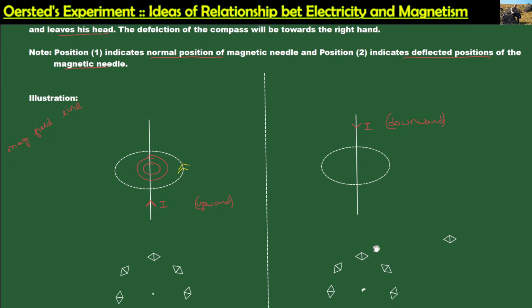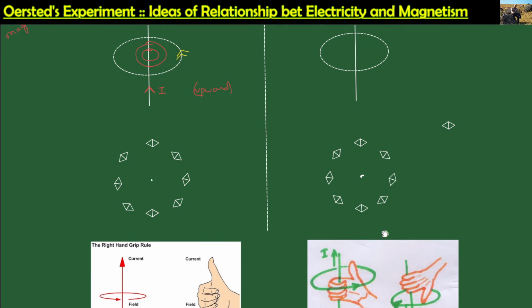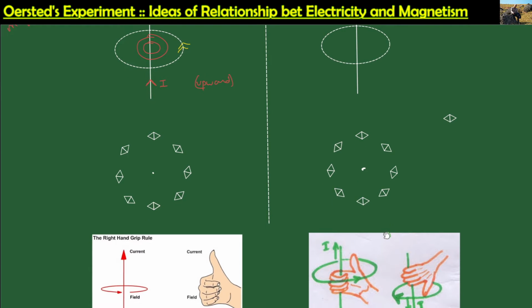So how can you apply that? We can apply that by using the right hand grip rule. If I use the right hand grip rule, it works in such a way that if I grab this conductor so that this thumb indicates the direction of current flow, then the curl of the fingers indicates the direction of your magnetic field lines.